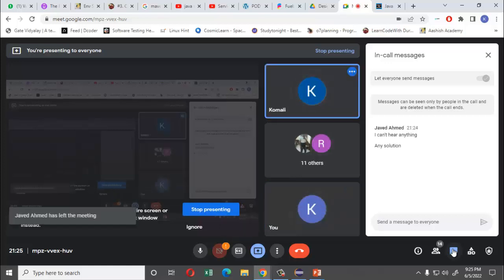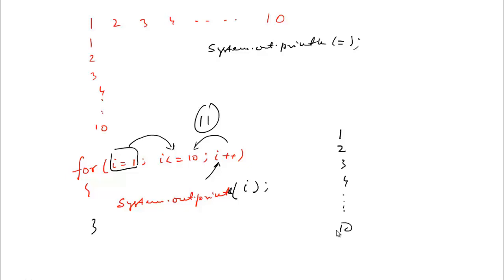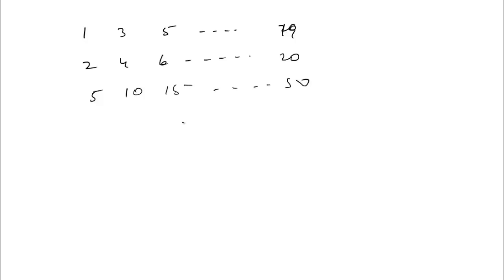Sorry, sir. Now if I want to print like this, 1 3 5 till say 19 or 20, or if I want to print 2 4 6 to 20, or anything like 5 10 15 till 50, how will I achieve this result? Here, you see this is a 2 increment: 1 plus 2 equals 3, 3 plus 2 equals 5, 5 plus 2 equals 7, like this it will be. That is the 2 increment.